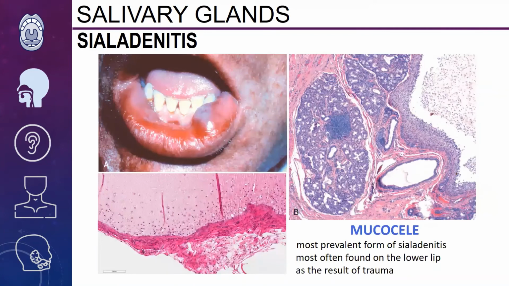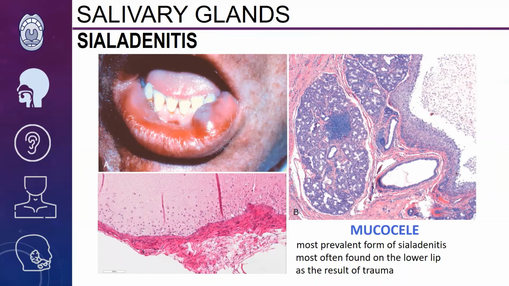Sialadenitis may be induced by trauma, viral or bacterial infection, or autoimmune disease. The most prevalent form of sialadenitis is the mucocele. Mucoceles are most often found on the lower lip as a result of trauma. It occurs at any age and presents as fluctuant swellings with a blue translucent hue. This common salivary gland lesion results from either blockage or rupture of a salivary gland duct, with consequent leakage of saliva into the surrounding connective tissue stroma.